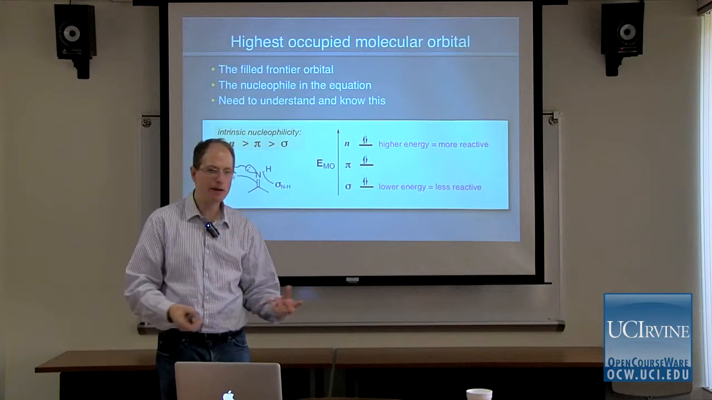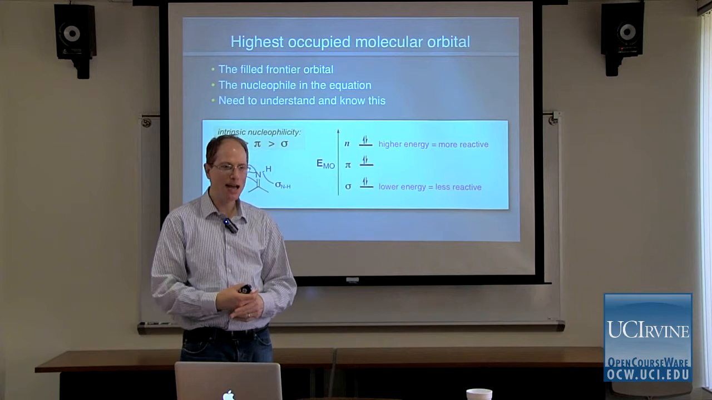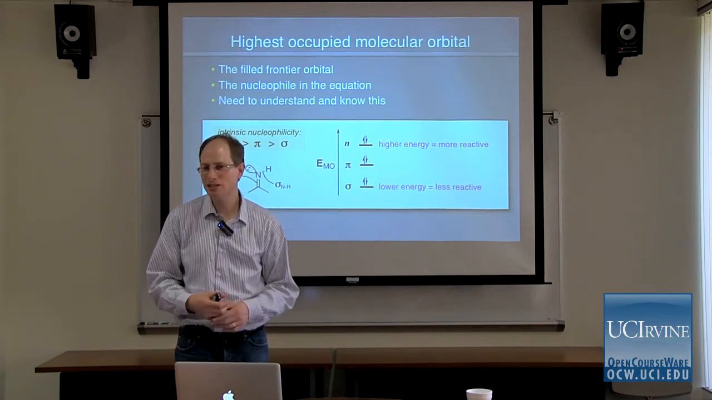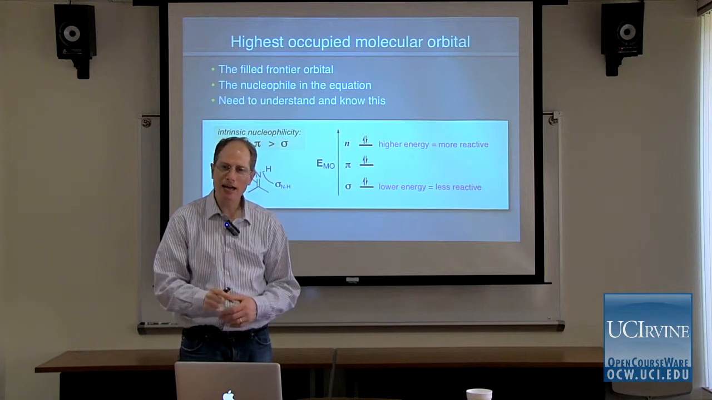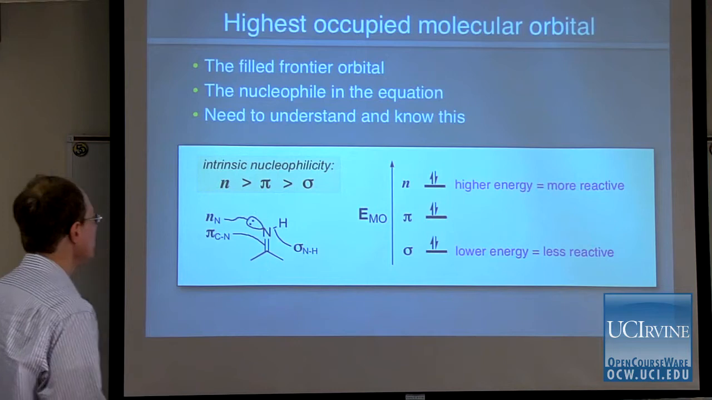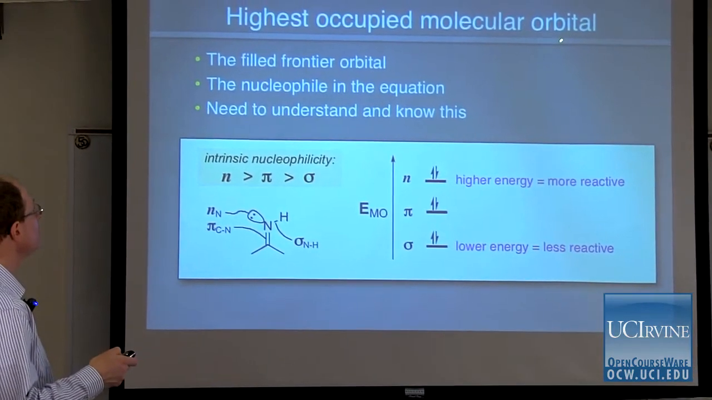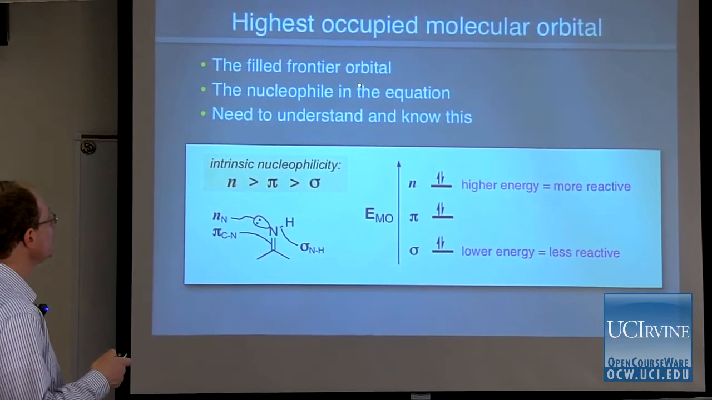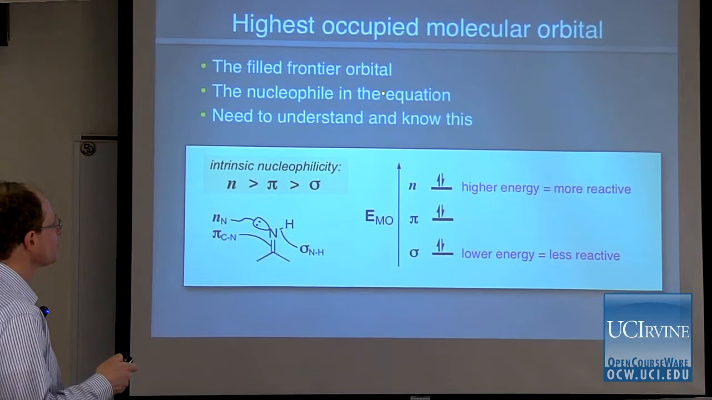It doesn't matter how many possible lone pairs it has. It doesn't matter how many different possible configurations it has. All that really matters is its highest high and its lowest low. Again, this is majorly important because it simplifies things for us. So this HOMO, highest occupied molecular orbital, is the filled frontier orbital, and it's a nucleophile in reactivity.